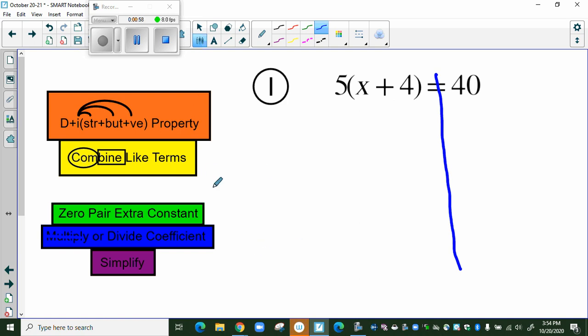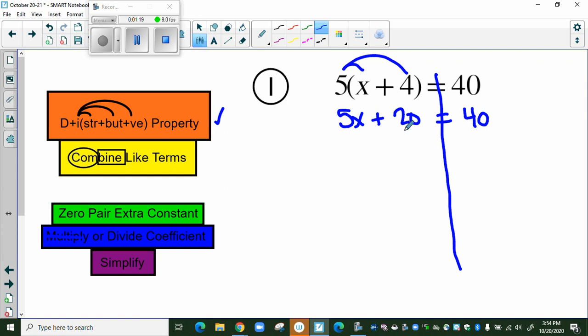So if we follow our steps, this is a very simple problem. First we're going to do the distributive property. Remember, I told you that if you have parentheses, you will have the distributive property. So you're going to make the rainbow, and then you're going to multiply. 5 times x is 5x. 5 times 4 is 20. And you're going to bring down the equals 40 on the other side.